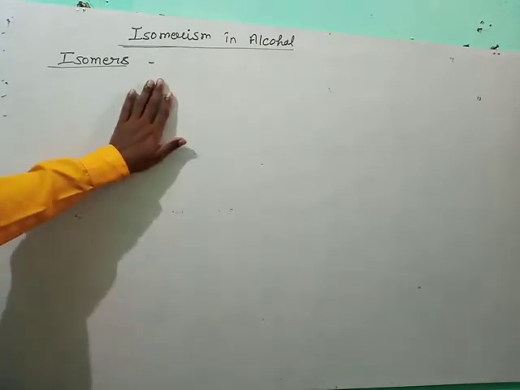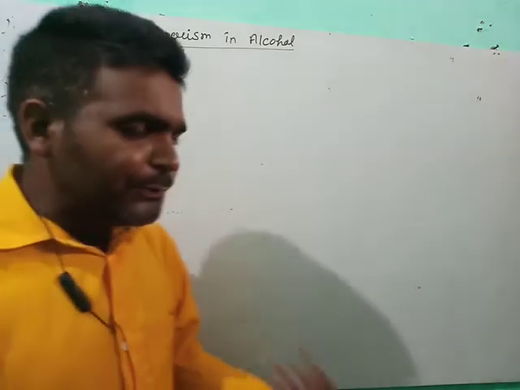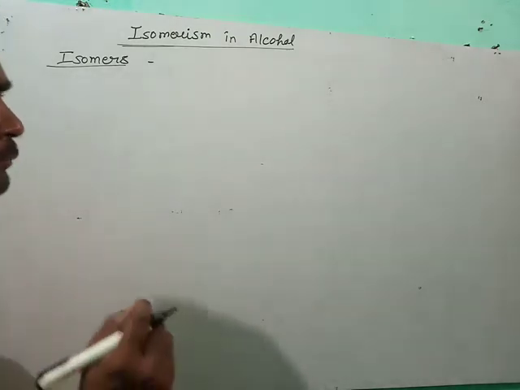Isomers are a type of molecular formula which have two or more than two different structures or spatial arrangements of the molecule, and this process is called isomerism.